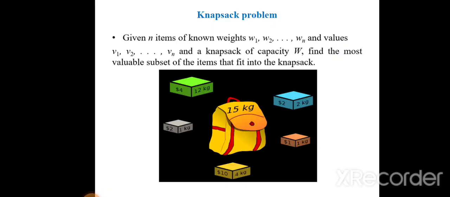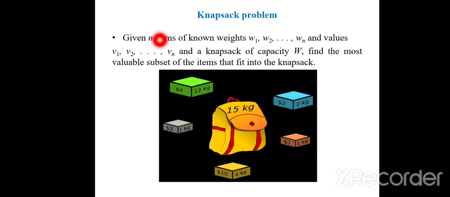The next topic in the brute force technique is the knapsack problem. The knapsack problem is where we are given a bag with a maximum capacity it can carry, and we are given the values and weights of particular items. We have to identify the most valuable subset of the items which can be carried in that knapsack. Okay, so this is the knapsack problem.